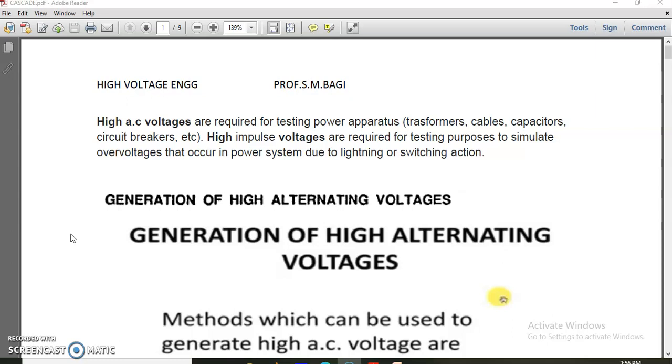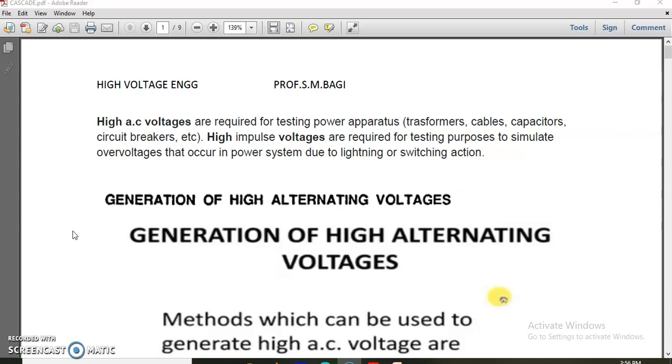So today I'll be discussing a topic from module 2. HVDC we have already discussed, and this is a continuation, that is generation of HVAC, high voltage AC. So how do we generate this high voltage AC, and what is the need for generation of high voltage AC?